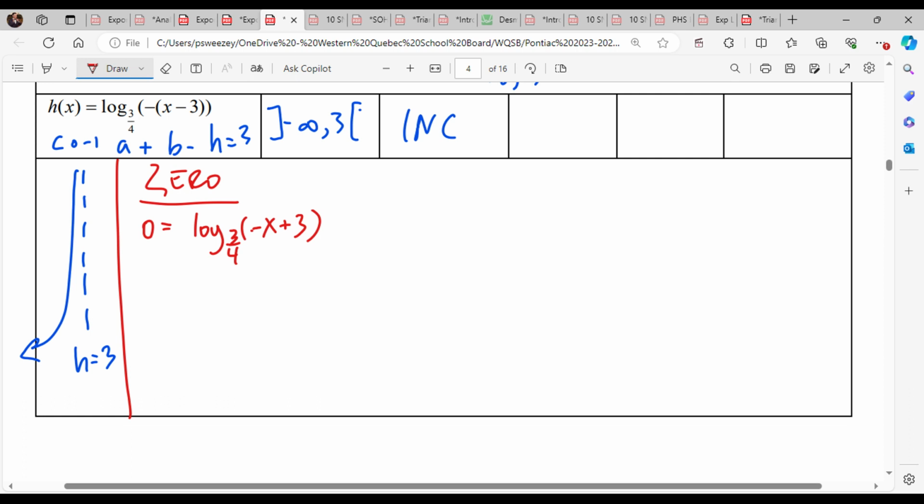Sir, why didn't you put the negative? I just wanted to write it like that. I just distributed the negative throughout, just because when I get to the next step, it saves me a step.